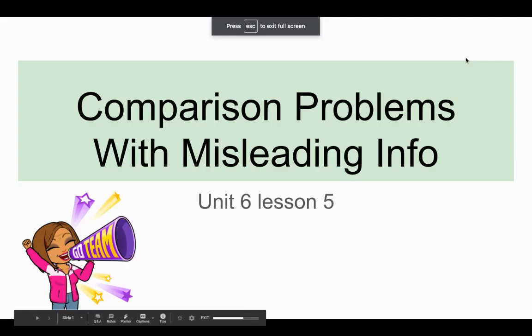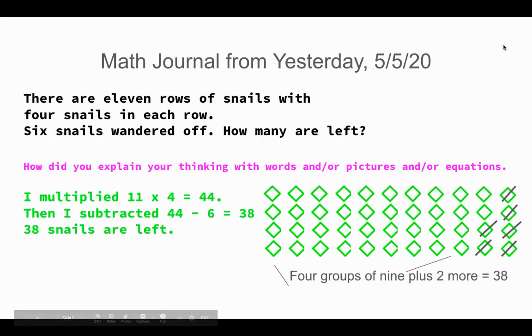So, third graders, let's look back at yesterday's math journal question from May 5th. There are 11 rows of snails with 4 snails in each row. 6 snails wandered off. How many are left? So let's think, how can you explain your thinking with words and/or pictures and/or equations?